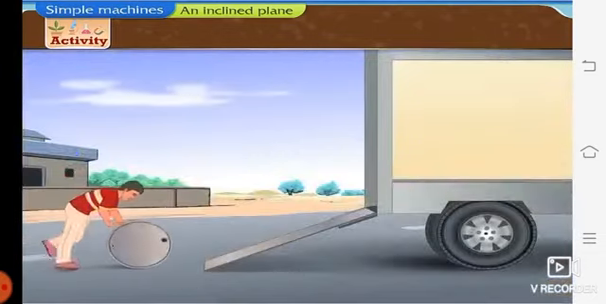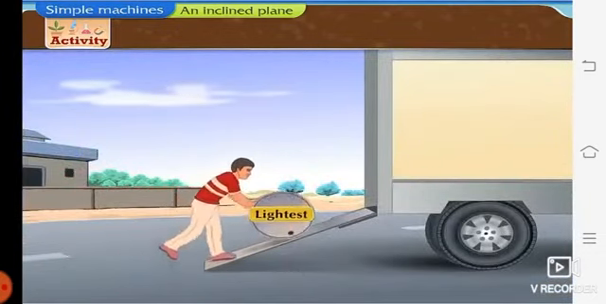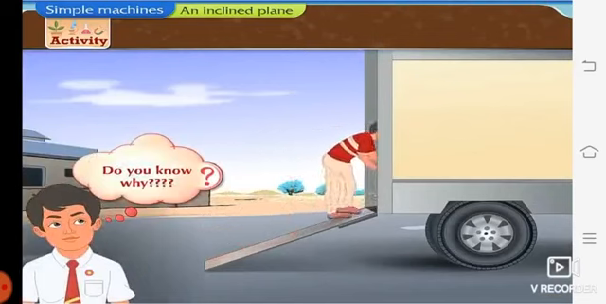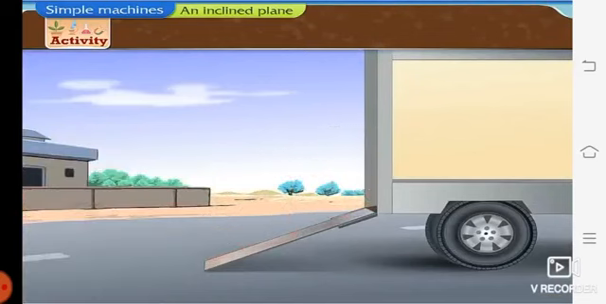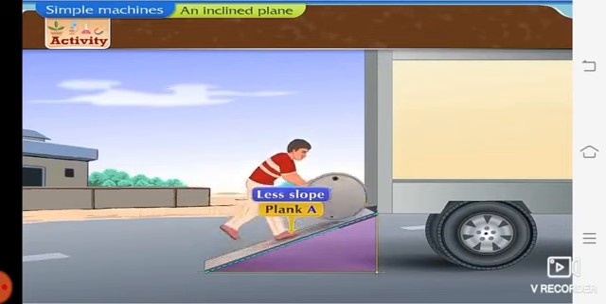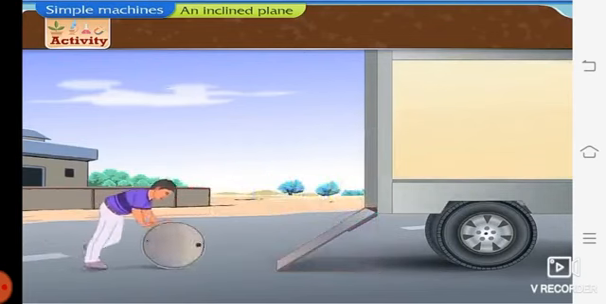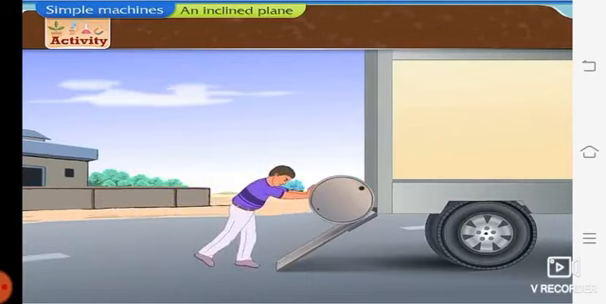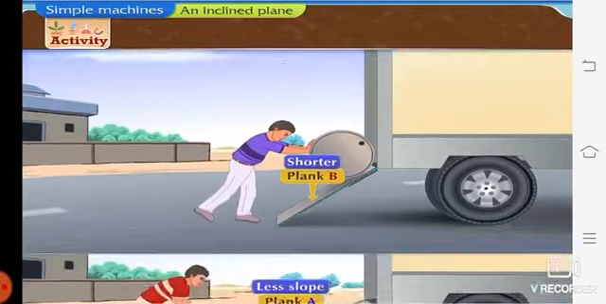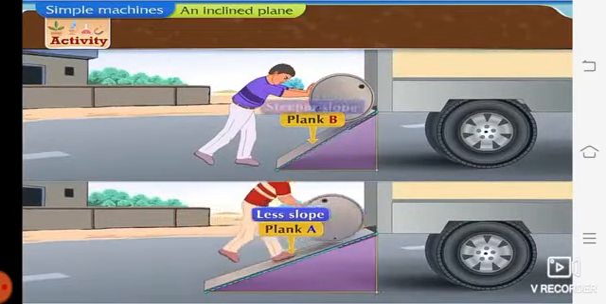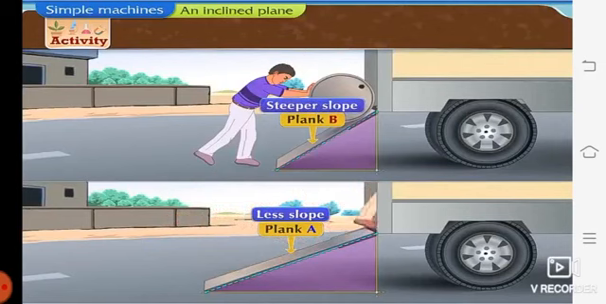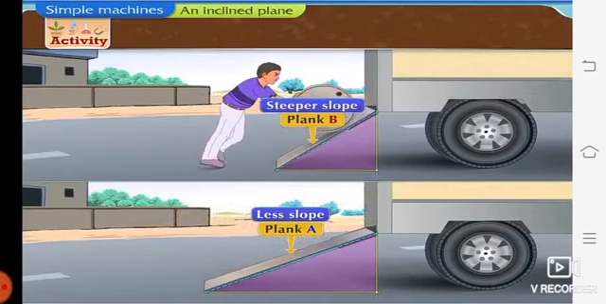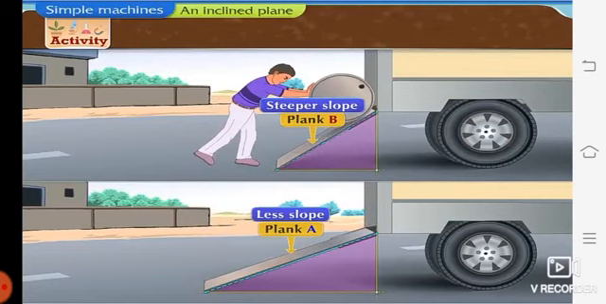Here Ravi finds it lightest to load the drum onto the truck. Do you know why? Because plank A is long and thus it is having less slope, and thus Ravi can easily load the drum into the truck. But here it's a little difficult for Hamid to load the drum because plank B is shorter as compared to plank A. Thus plank B is having a steeper slope and Hamid requires a little more effort to load the drum.